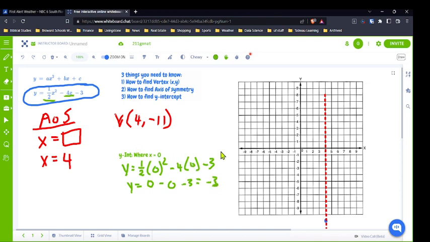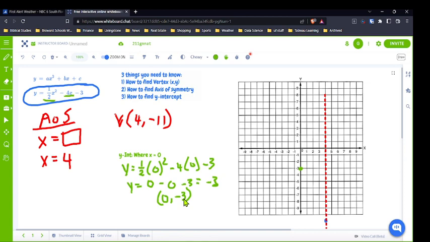when x equals 0. So I could come over here now to 0, minus 3 and plot a point. Okay, so there's my y-intercept at 0, minus 3, because a y-intercept is a coordinate pair, so we would also write it like this, 0, minus 3.